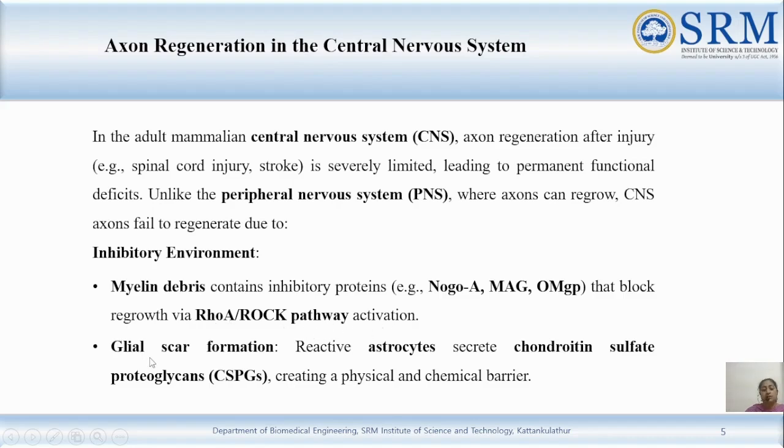This causes a glial scar, which is caused by the reactive astrocytes, which secrete chondroitin sulfate proteoglycans, CSPGs, which creates a physical and a chemical barrier. Physical barrier, as in it blocks the cells from reaching the cells where the repair needs to be done, and this also acts as a chemical barrier. So the molecules secreted prevent the repair of the neurons too. So first we saw the inhibitory environment.